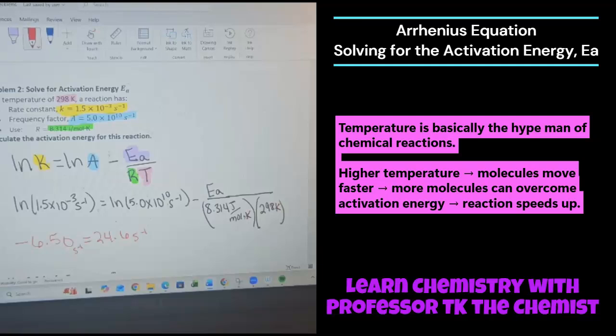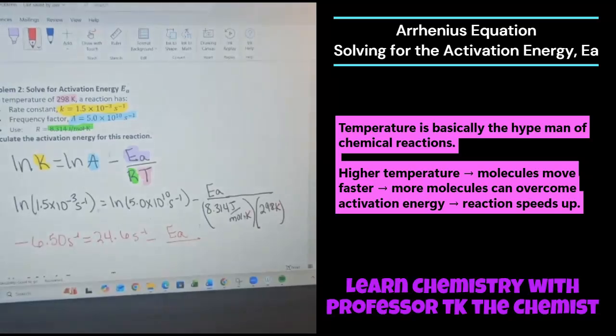And I got to put those units there. Let me be consistent with my units, okay? Because just like I'm telling you all to be consistent, I need to also do the same thing. Now, minus your E of A is what you're looking for. That's on top. Go ahead and multiply the two numbers on the very bottom.